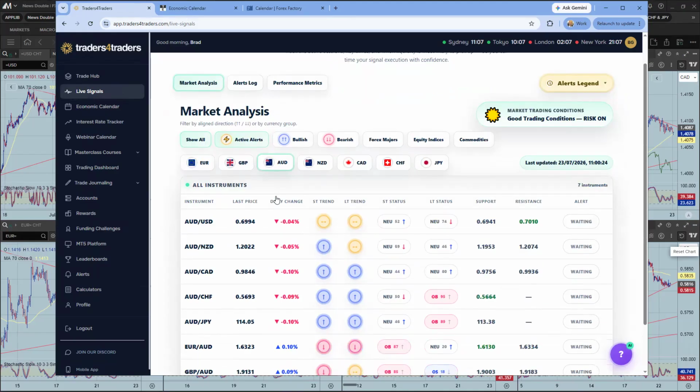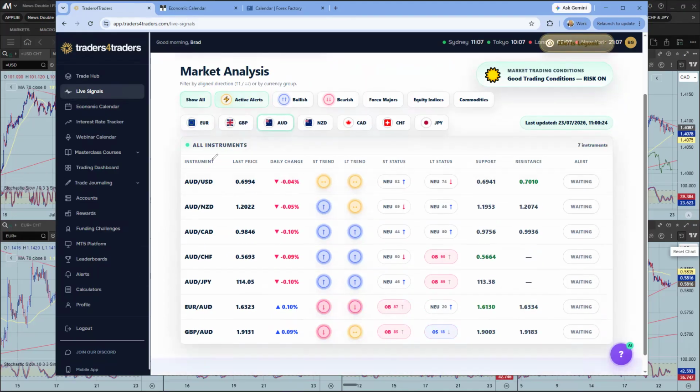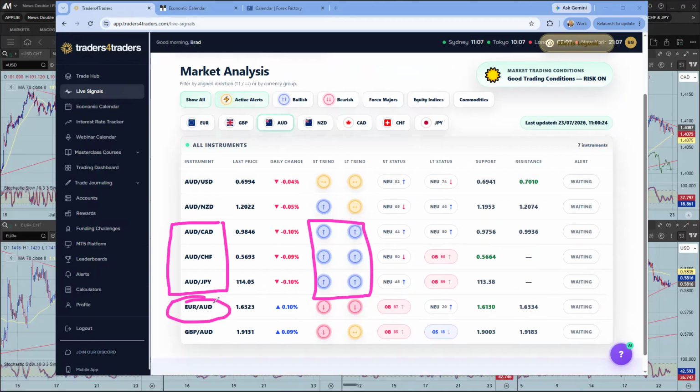This is where the market analysis comes into play and does a lot of the work for you. Okay, so I'm just looking at the pairs. This is where I would go and investigate. I don't need to go and check the stuff that isn't lined up. Okay, Euro Aussie, it's going down, short-term, long-term. And then I've got Aussie CAD, Aussie Swiss, Aussie Yen going up. That's what I want to focus on, right?